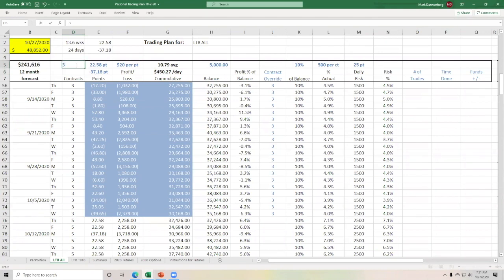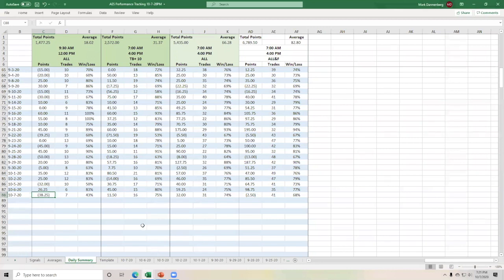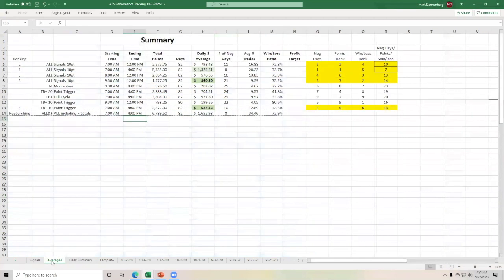So we're pretty excited about the whole plan, and the combination of the adaptive entry system and the personal trading plan is, I think, the best combination of tools any trader could want. And here, real quick, and then we'll jump to Q&A.